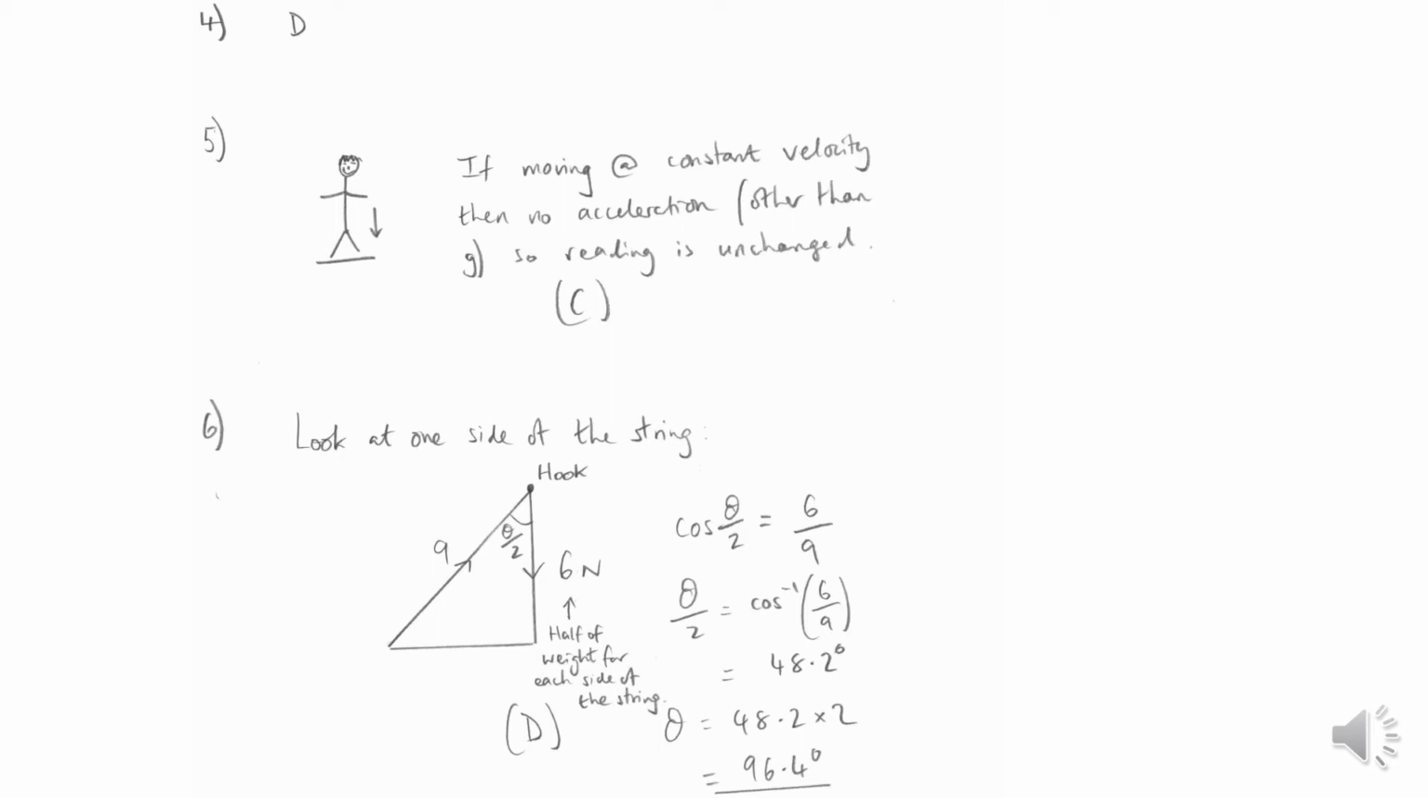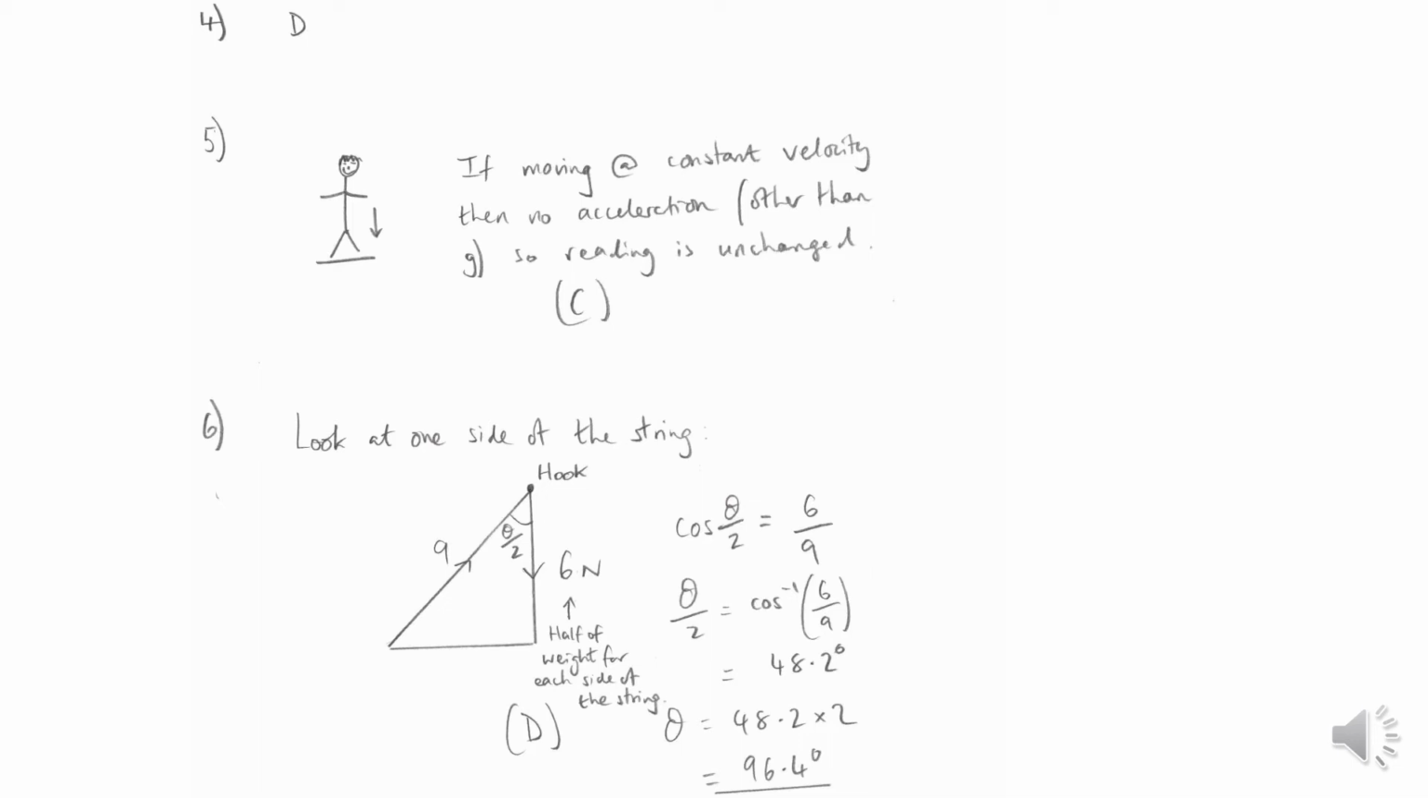Question 5. The student on the scales in the lift is moving at a constant velocity, so there's no acceleration, so there'd be no change in the scale reading. Because there's no acceleration, there'd be no resultant force acting on them.